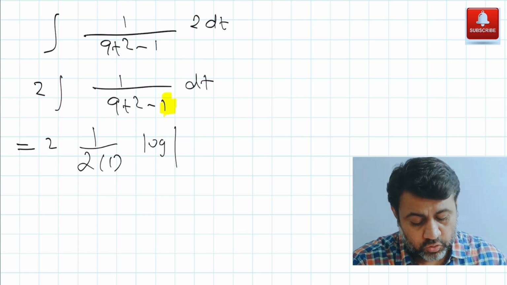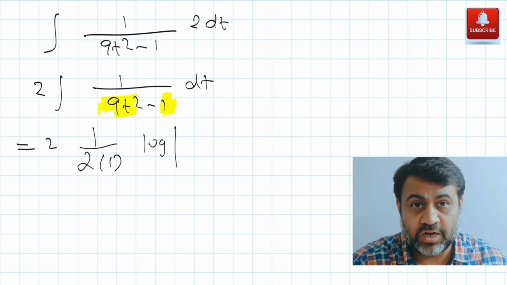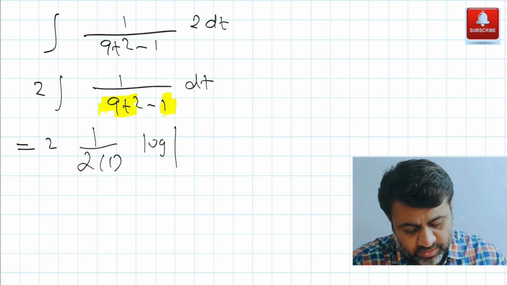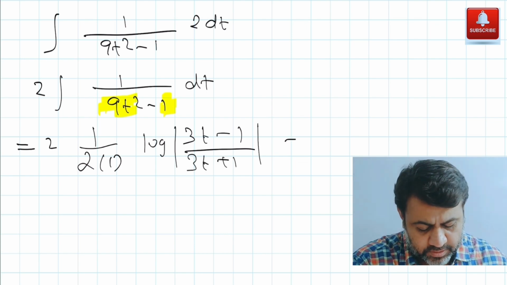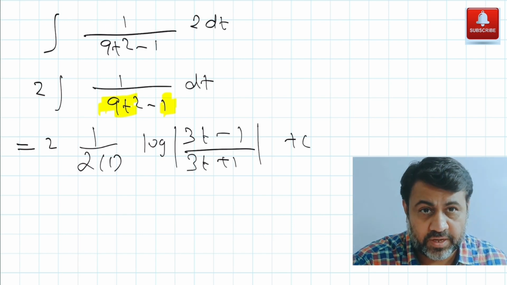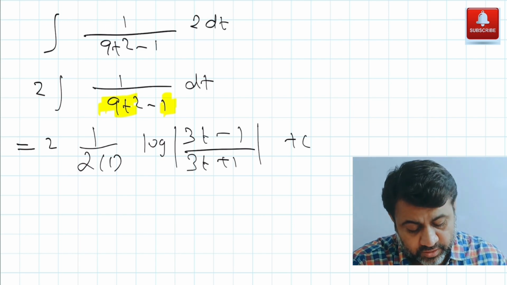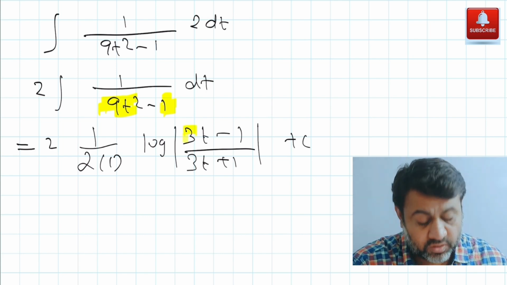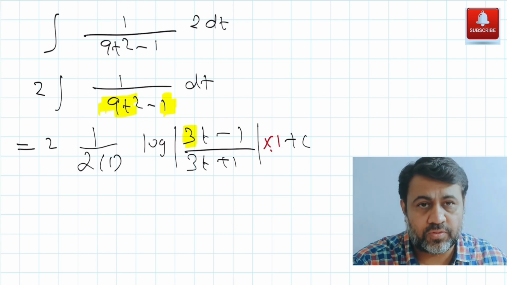So observe यहाँ पे 9t square is x square, so x will be 3t, right? So what we get here is 3t minus 1 upon 3t plus 1 plus c, and then there is something very important here which you need to take care of very nicely, that is coefficient of t. What is coefficient of t here? Coefficient of t is 3. So what I need to do here is, I need to multiply by 1 by 3 here.